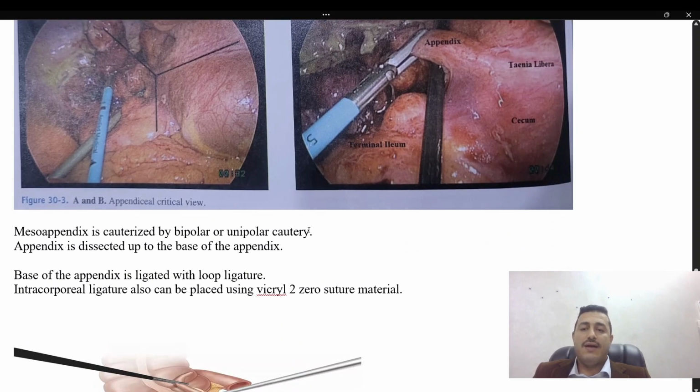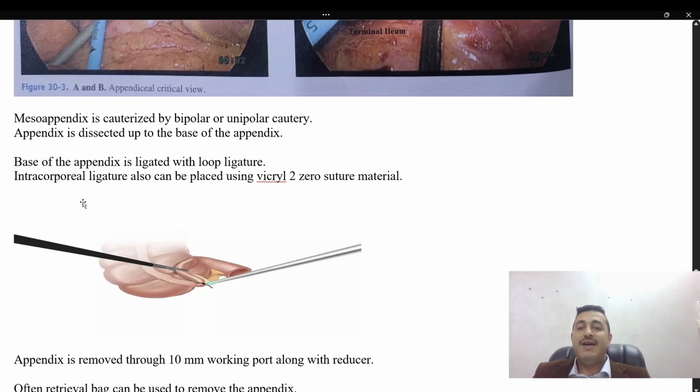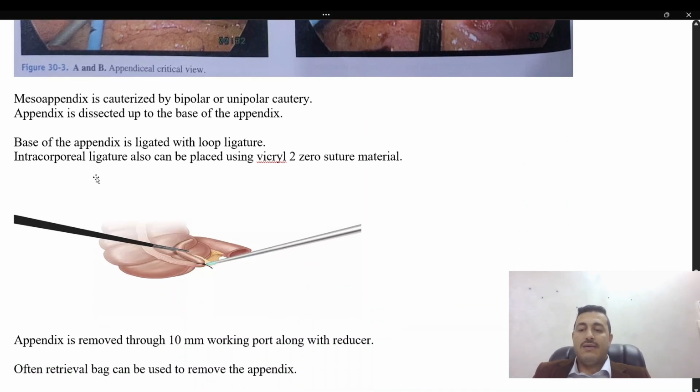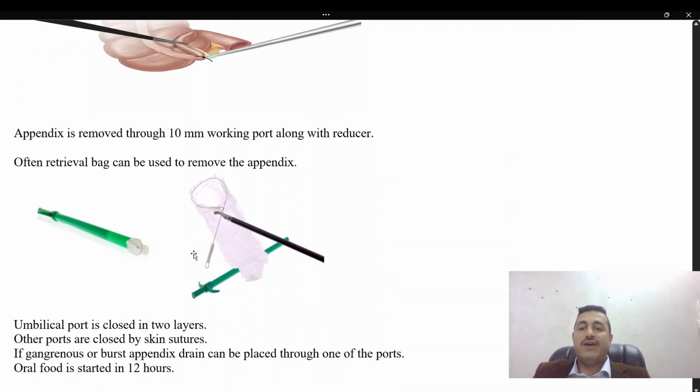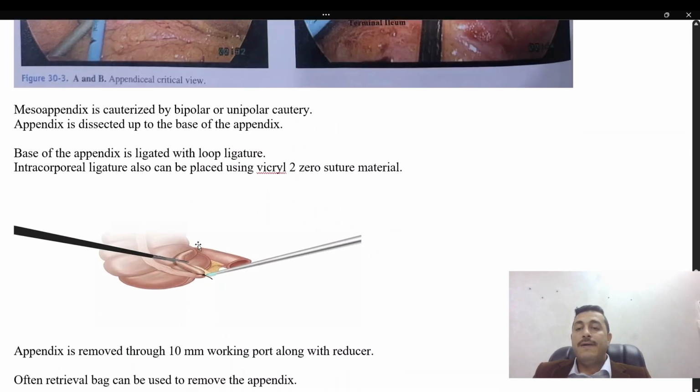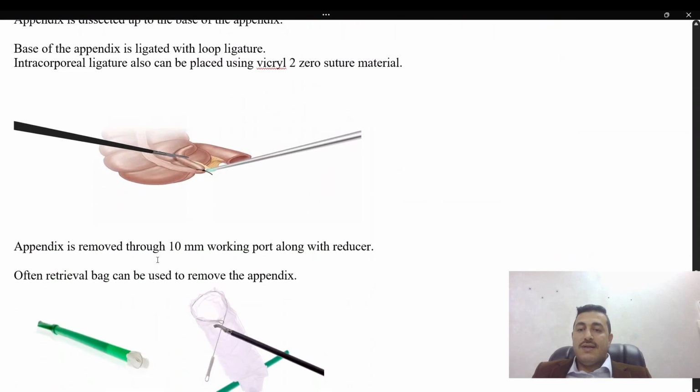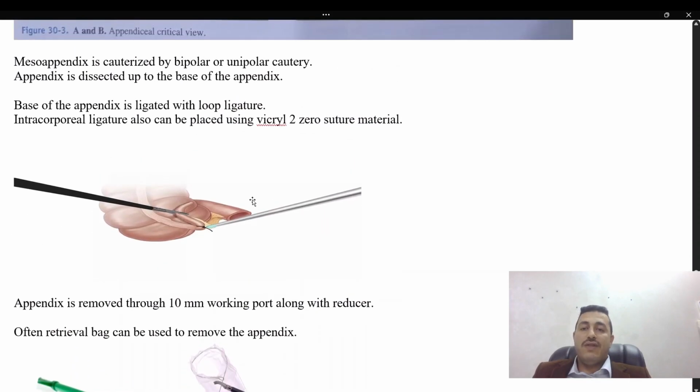The mesoappendix can be cauterized using bipolar or unipolar, and the appendix is removed preferably with a bag. Here it is, a retriever bag. We fear mucocele, cancer implantation, and infection, so we use a bag. Okay, what else? Here is how we can ligate the base of the appendix. We have what we call the intracorporeal ligator.